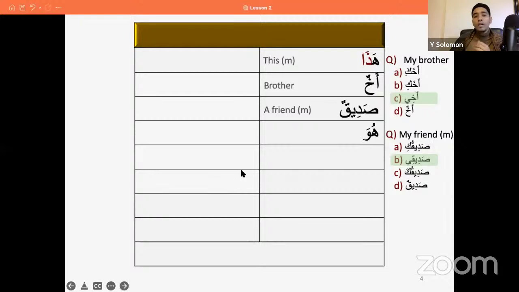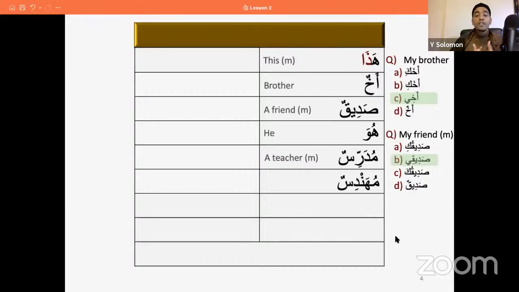Okay. Huwa means he. So you want to say, this is my brother, هذا أخي. Mudarrisun, for example, means a teacher, specifically a male teacher. So we're learning all the masculine words over here. Mudarrisun, a male teacher. هذا أخي هو مدرس. This is my brother. He is a teacher. Or I could say هذا صديقي. This is my friend. He is a teacher.